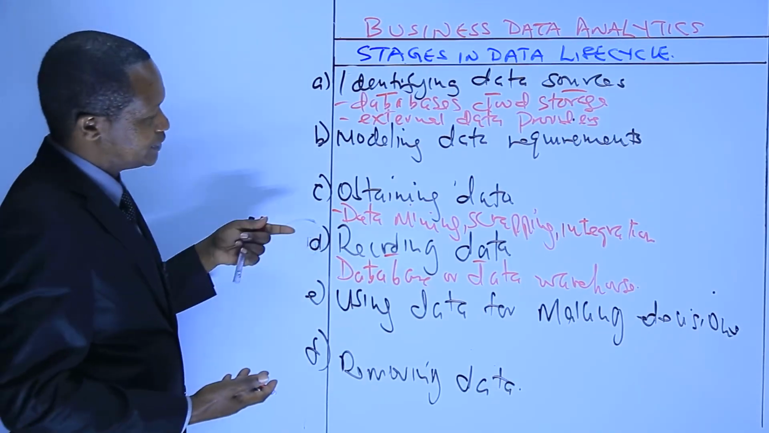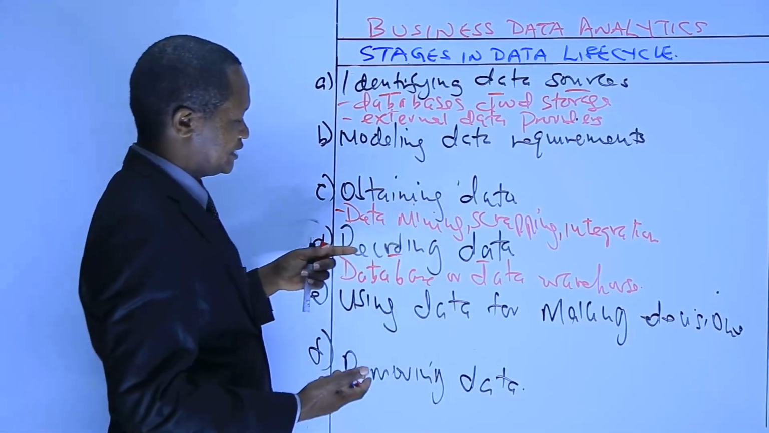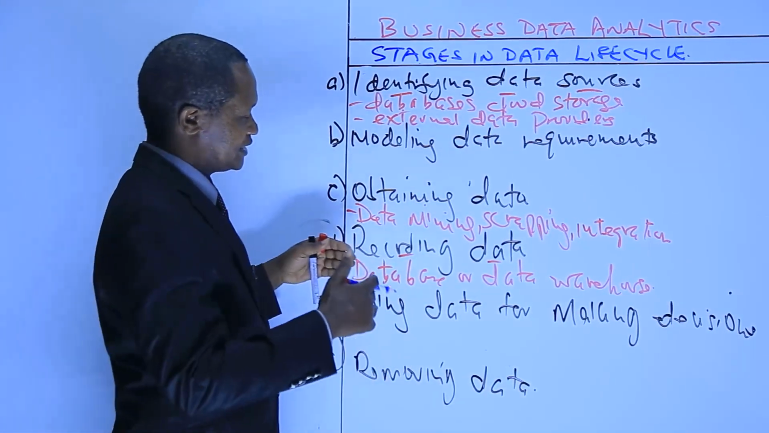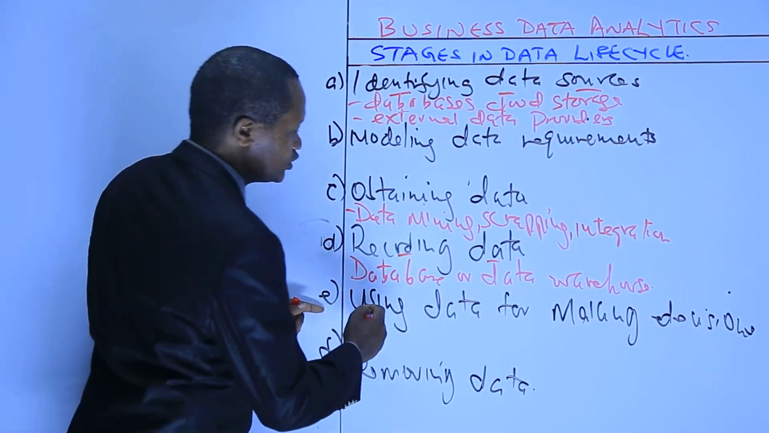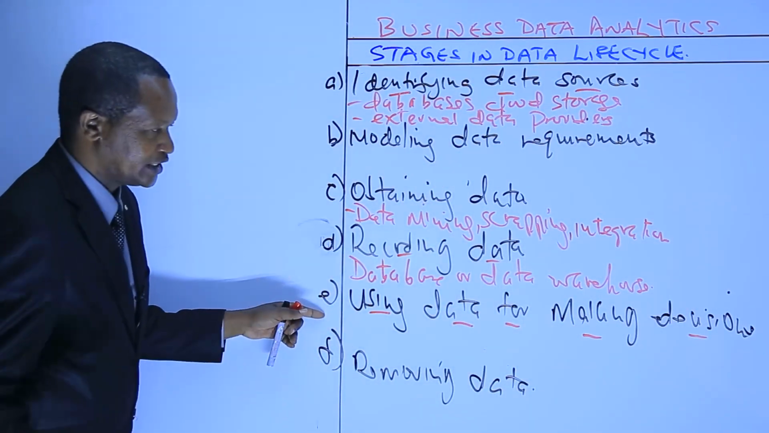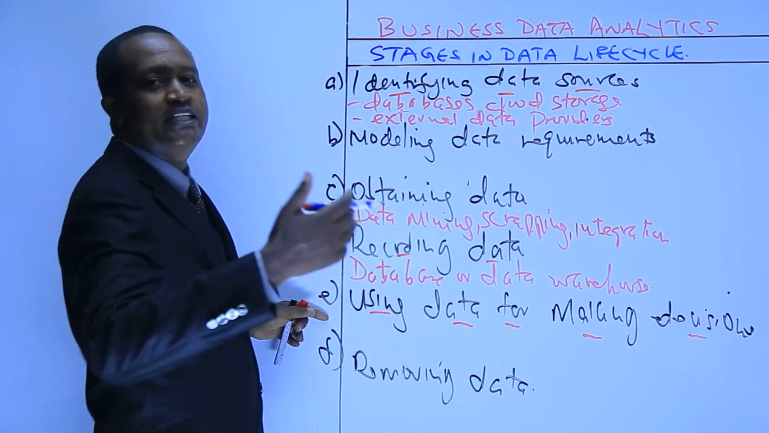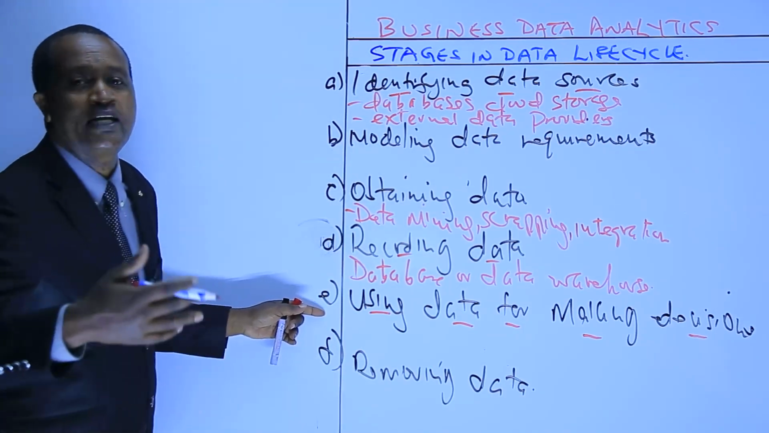Now after acquiring, recording and storing data in a secure and organized manner, that data can then be used for making decisions. Using data for making decisions is yet another stage in the data life cycle.